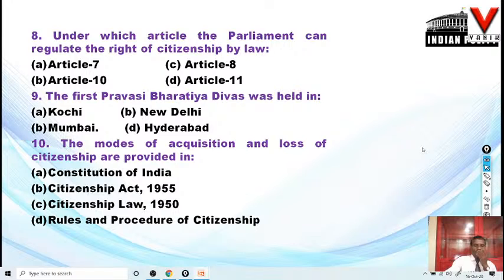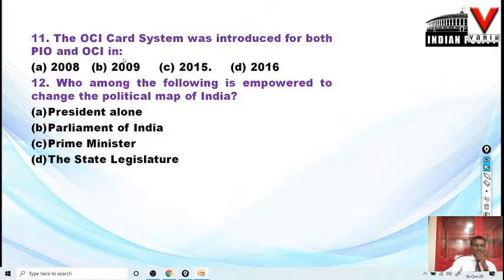Under which article can Parliament regulate the right of citizenship by law? It is Article 11. The first Pravasi Bharatiya Divas was held in Delhi. The modes of acquisition and loss of citizenship were provided in the Citizenship Act 1955. Okay, 1955 is the answer. The OCI card system was launched in 2015. Next class I will tell you something about OCI.